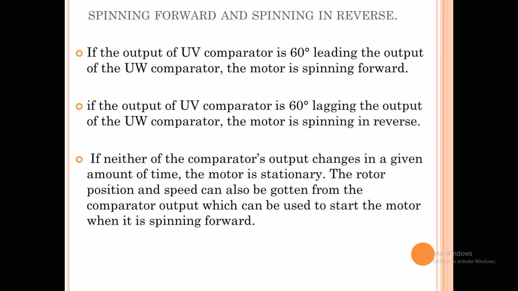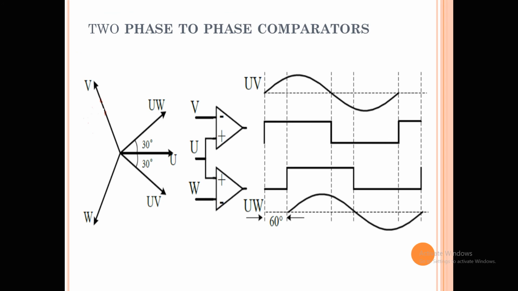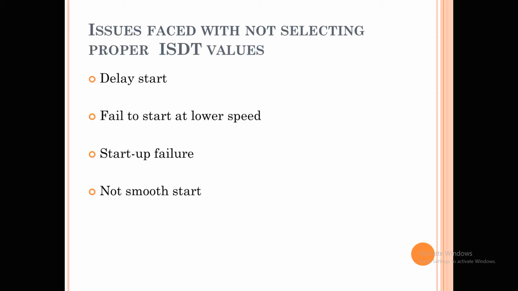Hope you understand what I'm trying to say. If it is 60 degrees leading, the motor is spinning in a forward direction. If the first phase compared to the second phase is lagging by 60 degrees, then it means the motor is running in a reverse direction. Okay, hope you understand. Even though your motor inertia is higher, like a ceiling fan, it's not very much higher, it's somewhere at a middle value.